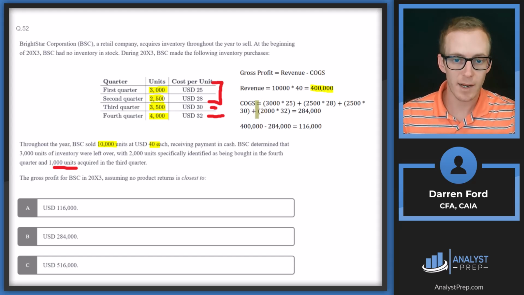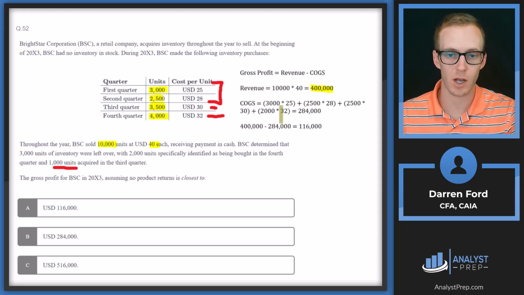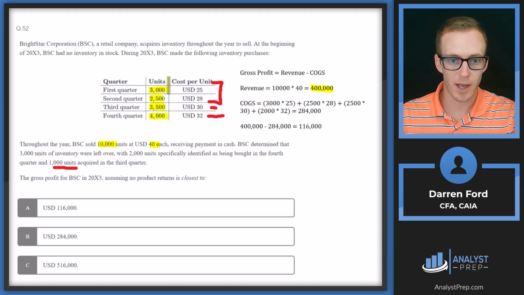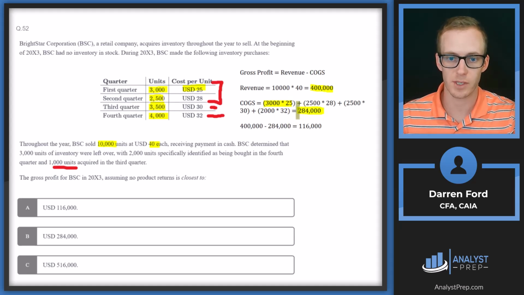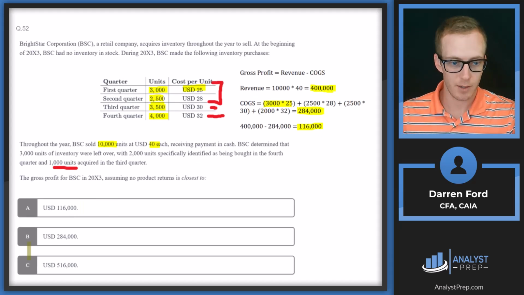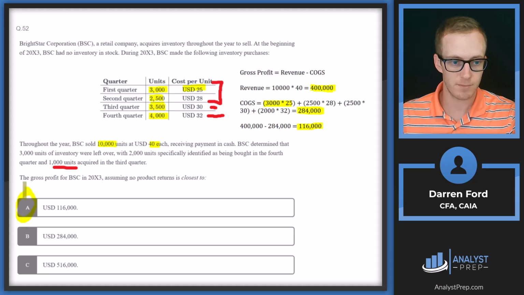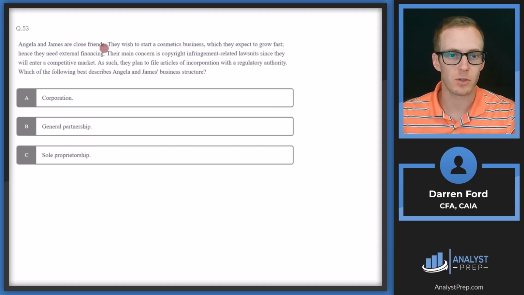So we're going to then do the weighted average of each of these sales. So we're going to do 3,000 times 25. Sorry, we're not doing a weighted average here. We're adding up all of the cost of goods sold here. So we sold 3,000 and the cost was 25. So that's going to be seen here. And then we're going to go on down the line. So we get total cost of goods sold at 284,000, meaning our gross profit, difference between revenue and COGS, gives us 116,000. Answer A.